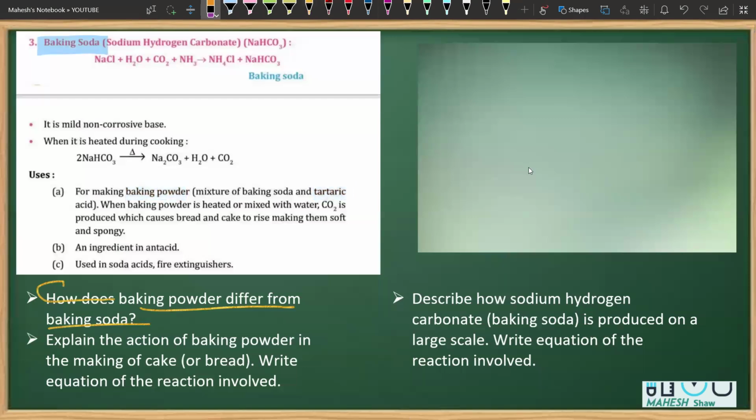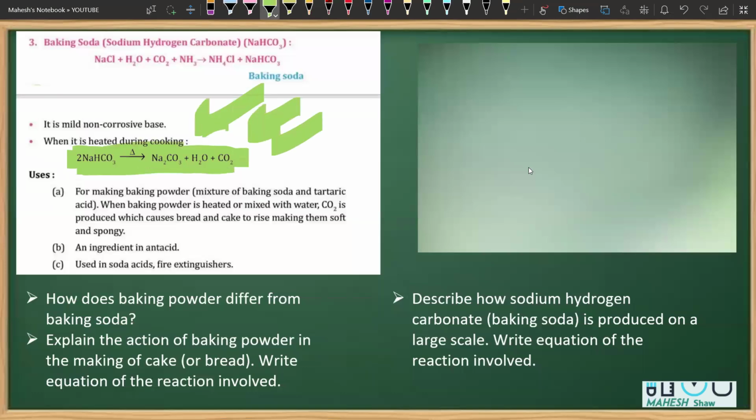In the next question, we have: explain the action of baking powder in making the cake. So we have to write down this reaction: when sodium hydrogen carbonate, that is sodium bicarbonate, general name baking soda, is heated, it gives rise to sodium carbonate, water, and carbon dioxide. And the carbon dioxide so released makes the cake fluffy as it escapes out of it.